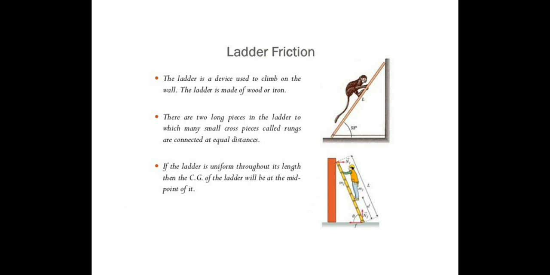Ladder friction. A ladder is a device used to climb on the wall. The ladder is made of wood or iron. There are two long pieces in the ladder, to which many small cross pieces called rungs are connected at equal distance. If the ladder is uniform throughout its length, then the center of gravity of the ladder will be at the midpoint of it.